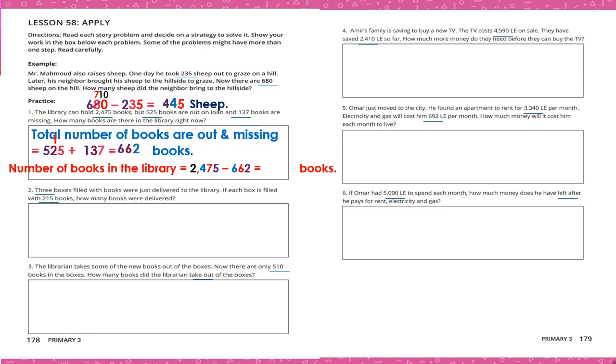So, 2,475 minus 662. Ones with ones, 5 minus 2, can you take 2 from 5? Yes, equals 3. 7 minus 6, can you take 6 from 7? Yes, equals 1. 4 minus 6, hundreds with hundreds. Can you take 6 from 4? No, I can't. What shall we do here? Regrouping.